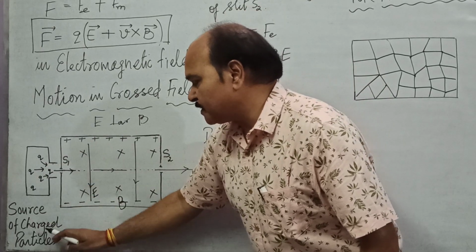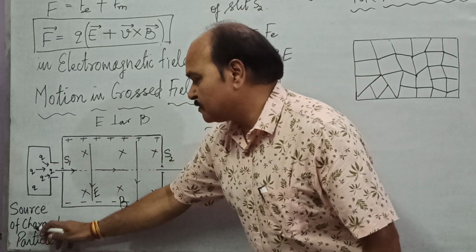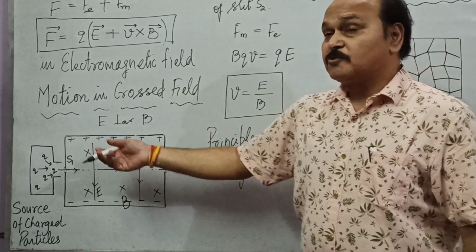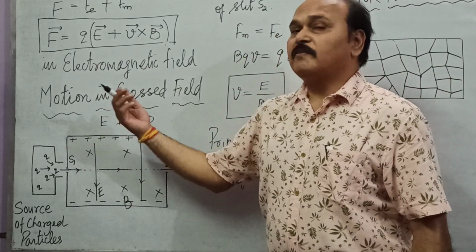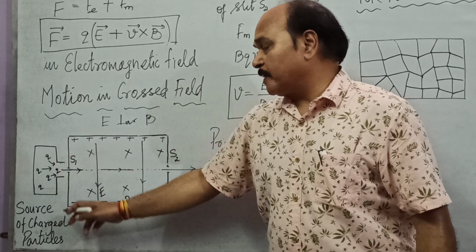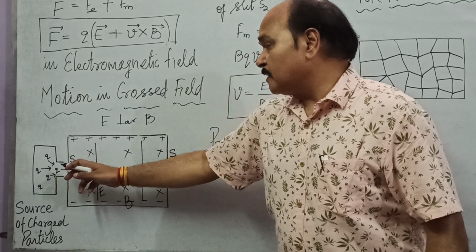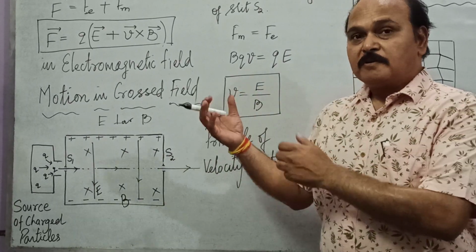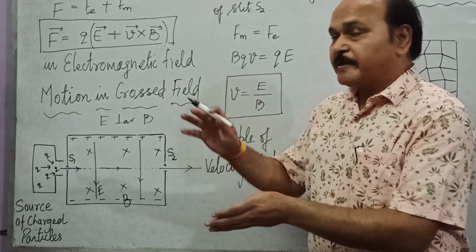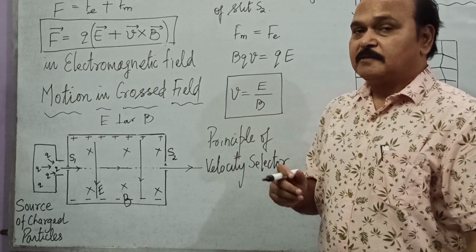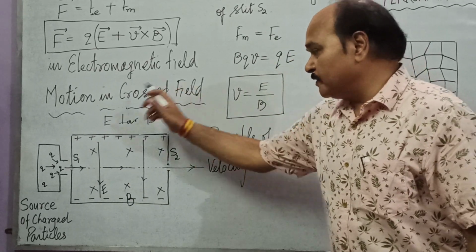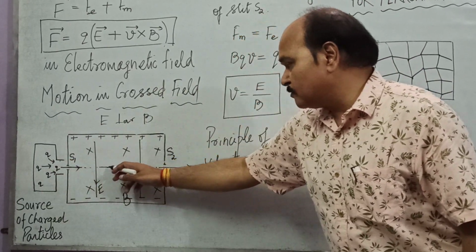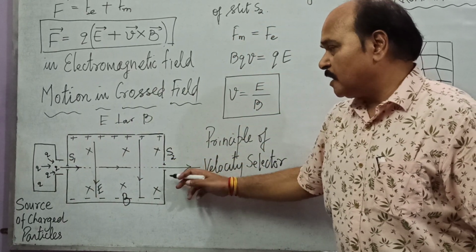This is the source of charged particles, and this source produces charged particles with variable speed. Suppose it is a source of protons or a source of alpha particles. So these alpha particles are of different velocities, and how do we select or separate out the particles with a fixed, certain constant speed? For that we use this region. We let the charged particle enter through this slit S1, and what happens?